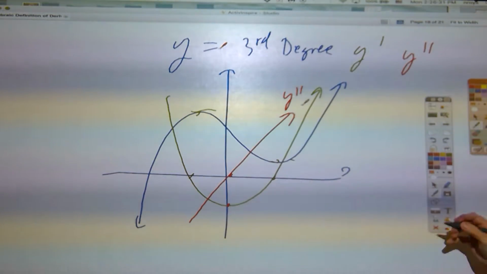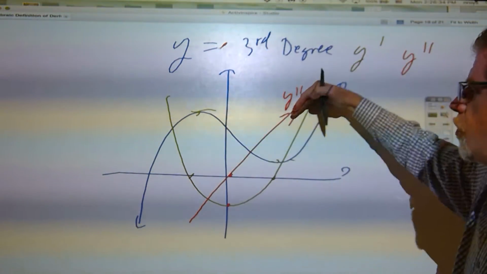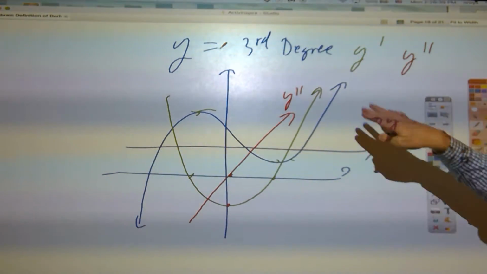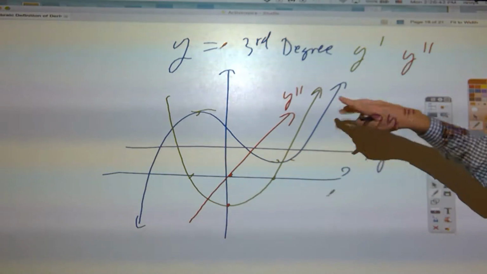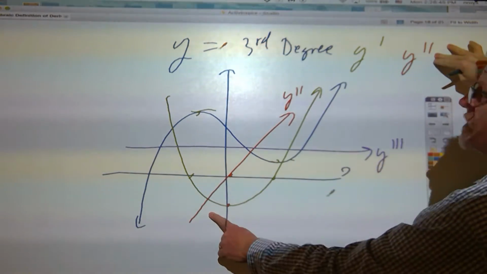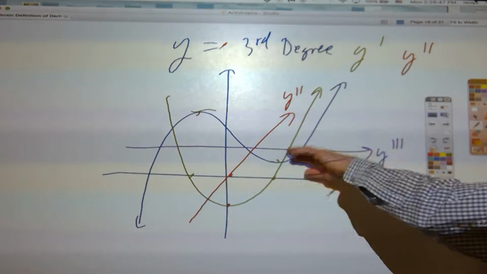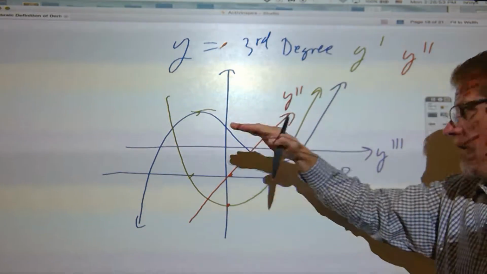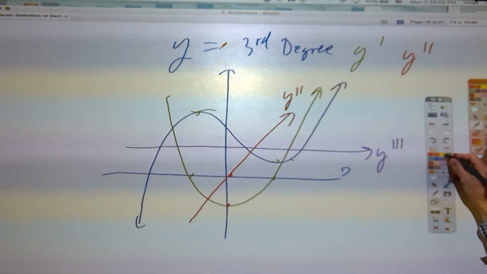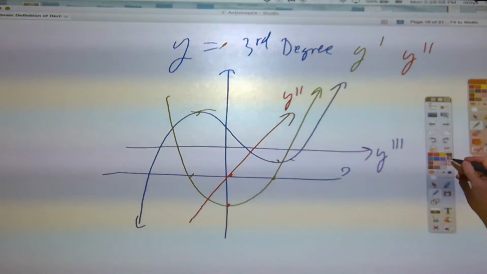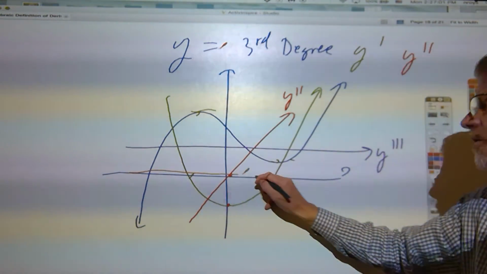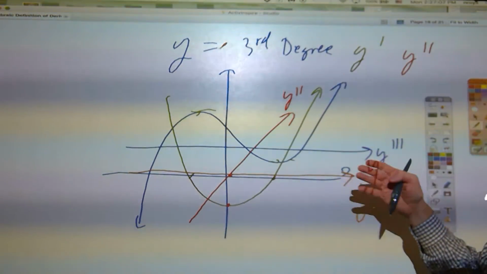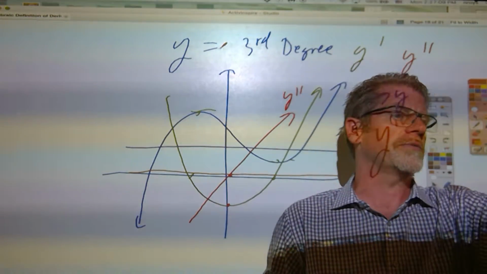Y double prime, you could keep going. Y triple prime, the slope of 1 would be a horizontal line. So here's y triple prime. So this goes from third degree to second degree. A polynomial or a parabola is second degree. A straight line is a first degree function. This is a 0 degree function. And then the fourth derivative, the derivative of this horizontal line, would be another horizontal line because the slope of a horizontal line is 0. Therefore, the fourth derivative, and we don't do 4 primes, we go to Roman numerals, would be 0. The fifth derivative would be 0. Yeah, you're right. That's usually a pattern that we see.